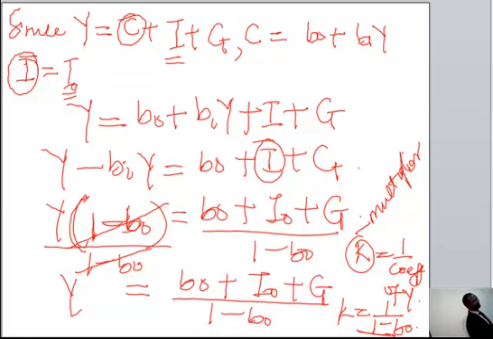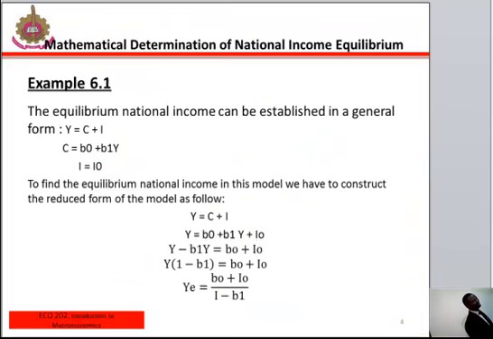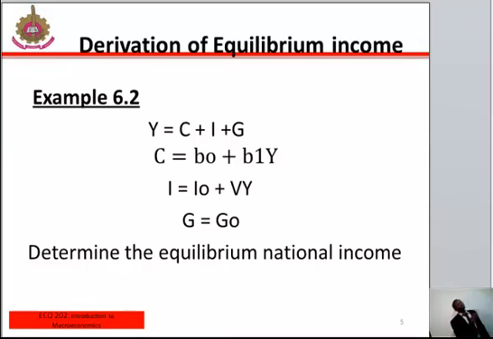So now, let's quickly move to the derivation of equilibrium income in example 6.2. If you look at this, the question says Y is equal to C plus I plus G, where C is equal to B0 plus B1Y, and our I has been changed because we are working at equilibrium. Our I is equal to I naught plus VY, where G is also equal to G naught. Our G is government expenditure, don't forget.